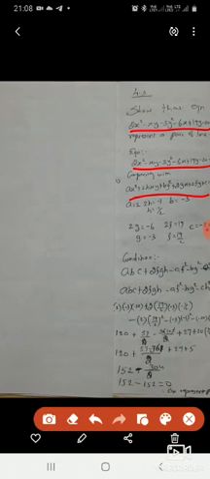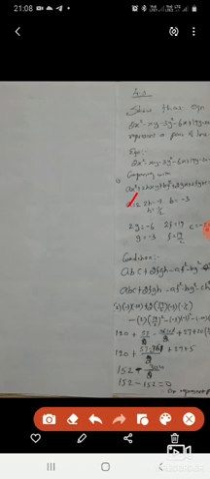So a value is equal to 2, the x² coefficient is 2. And 2h, the xy coefficient, is -1, so h is -1/2. B value is -3. And 2gx, the x coefficient is -6, so g is -3. And all the values we have.